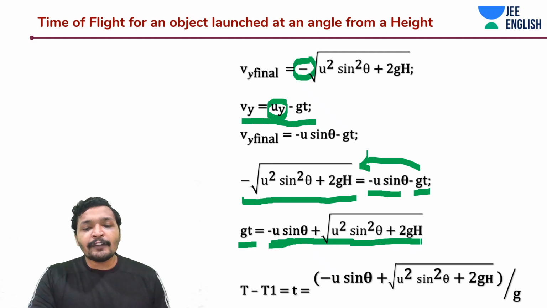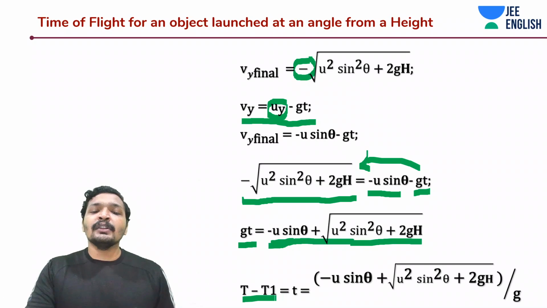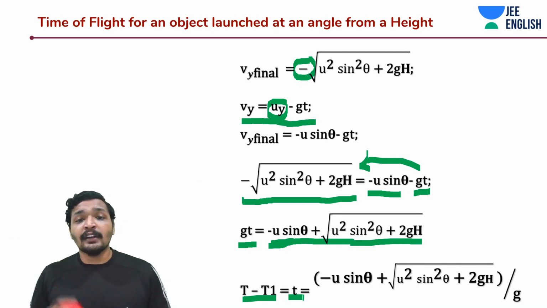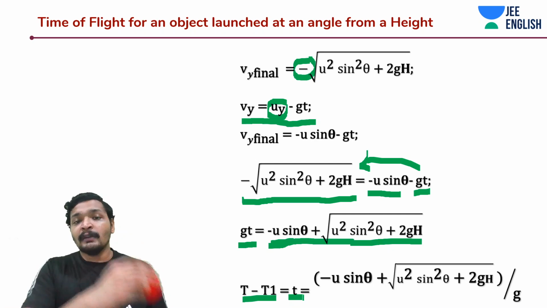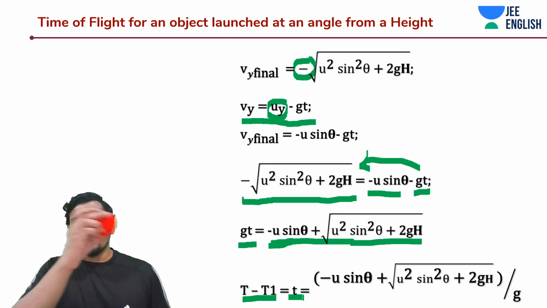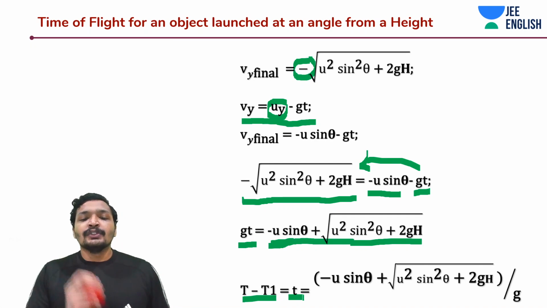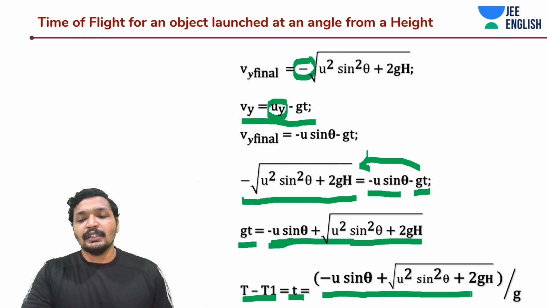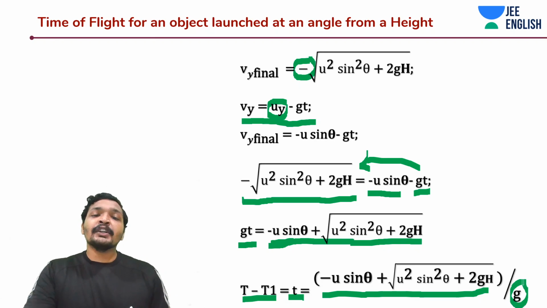So the time of flight for the rest of the motion is t minus t1. I'm just taking it as t minus t1 to tell you that t1 has been subtracted from the total t, which is the time of flight. The t1 is the initial time of flight for it to reach that level, for a level plane projectile motion, or for it to reach that same level plane. So that would be minus u sine theta plus under root u squared sine square theta plus 2gh, by g. Now what do I need to do?